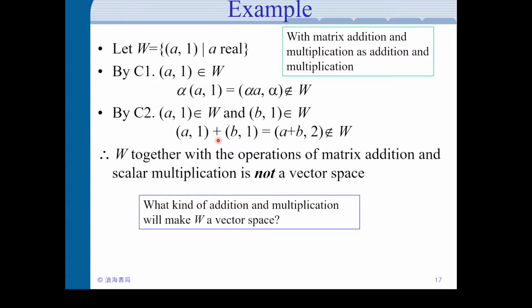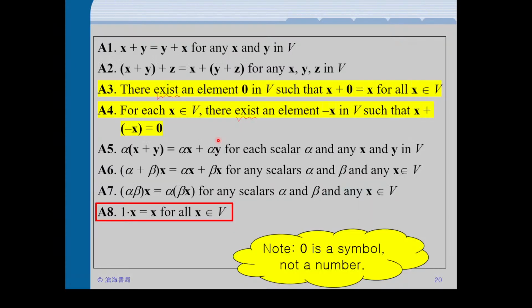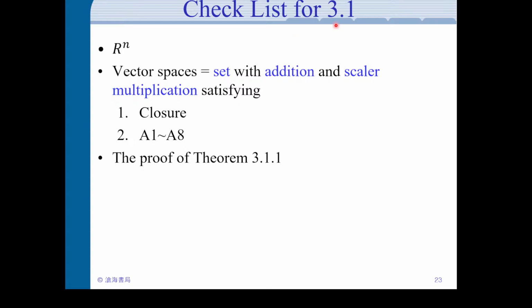I think that's all I want to talk about today. So we will just go to the checklist of 3.1. For vector spaces we talked about basically three things here. We talked about the Euclidean space Rn. Then we have the abstract definition of a vector space: a set of things with two rules, the addition rule and the scalar multiplication, and they need to satisfy the closure rule and the axioms A1 to A8. And then we have Theorem 3.1.1 that gives us four things.